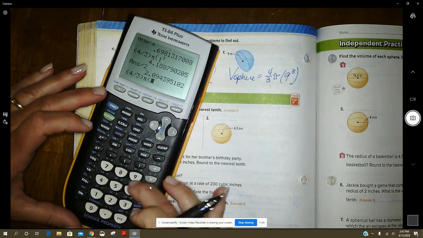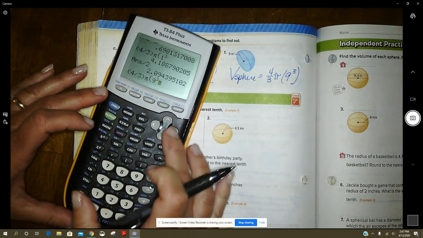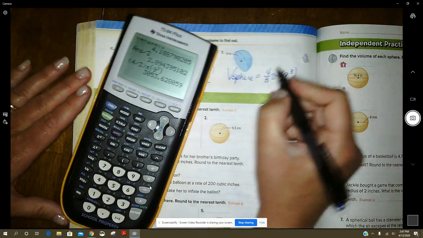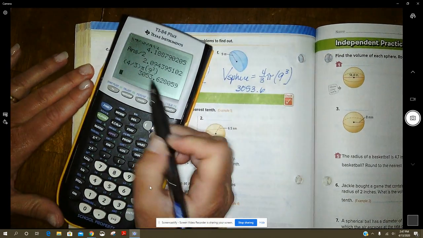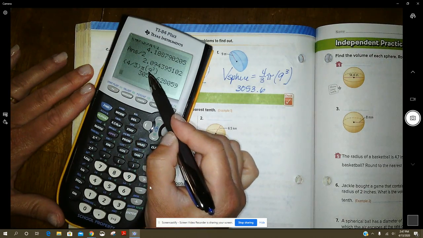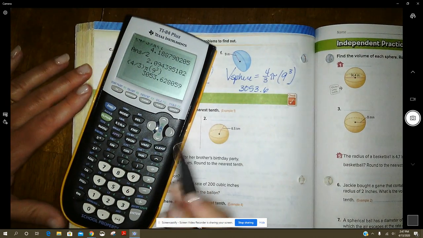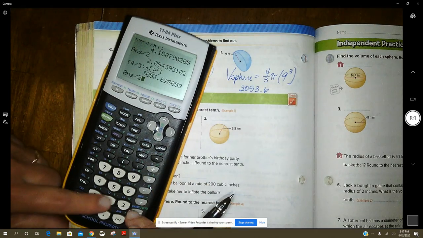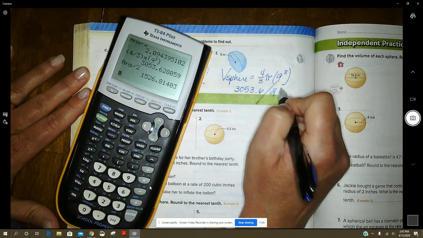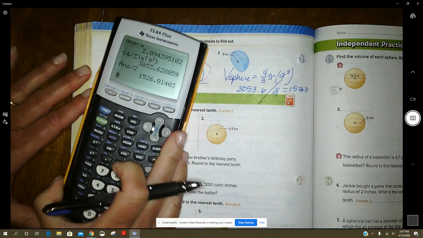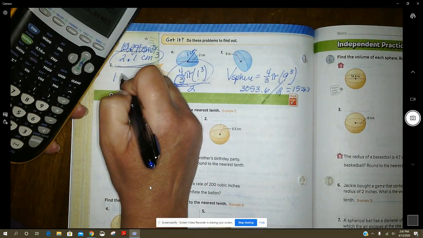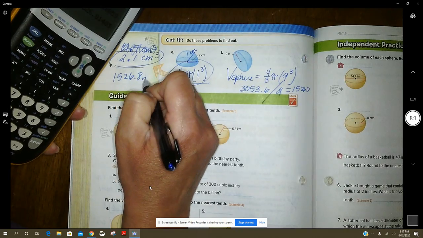4/3 pi, 9 to the 3rd power. So I get 3053.6. Let's double check: 4/3 pi r cubed. Okay. Now I can take that answer and divide by 2. So I get 1,526.8 cubic meters.